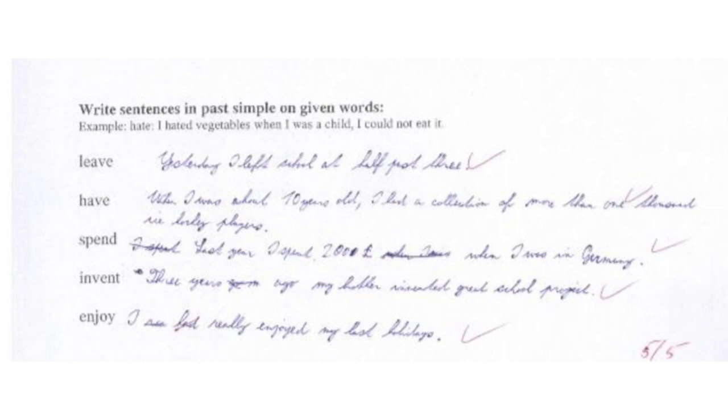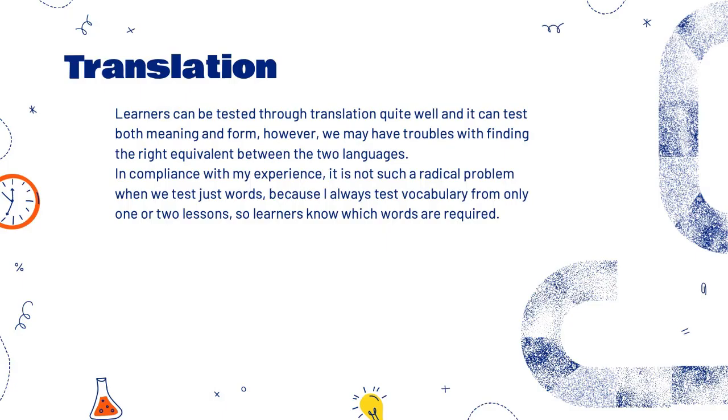And here is an example of this technique. You have the instruction, the word, and the phrases that the student wrote. Then we have translation, and here learners can be tested on translation quite well, and it can test both meaning and form. But here we can have troubles where students may not be able to find the equivalence between some words in the two languages that they are using.